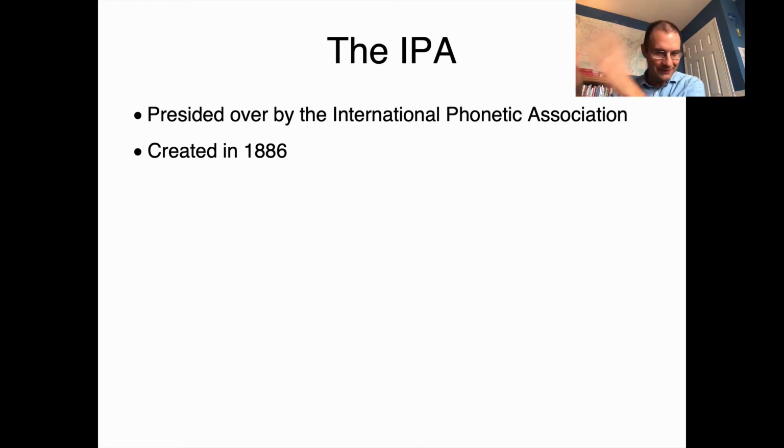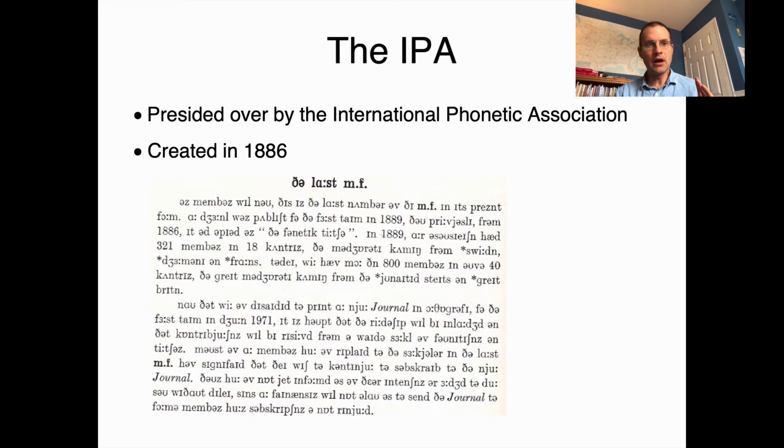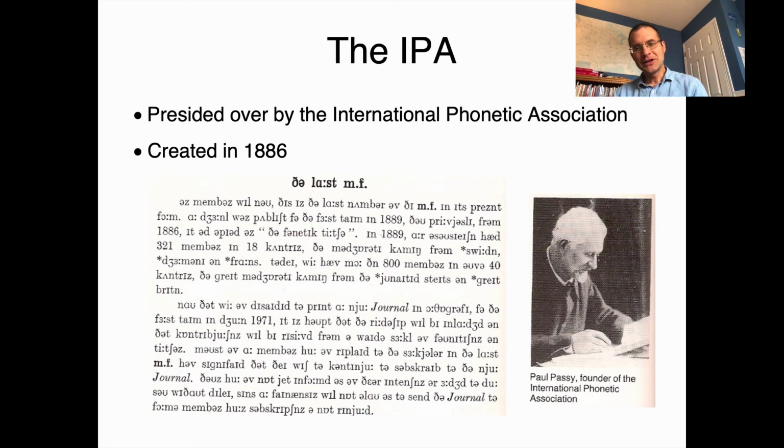It was getting in that direction, but it was created in 1886, primarily by a group of language teachers in Western Europe, and I believe it was originally founded in France, which is where its headquarters are to this day, I believe. I'll give you a picture here of Paul Passy, who was the founder of the International Phonetic Association, now, 134 years ago? Yeah, this is him in his older age, I guess, reading something or other.